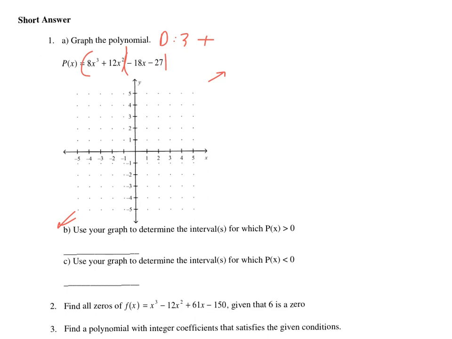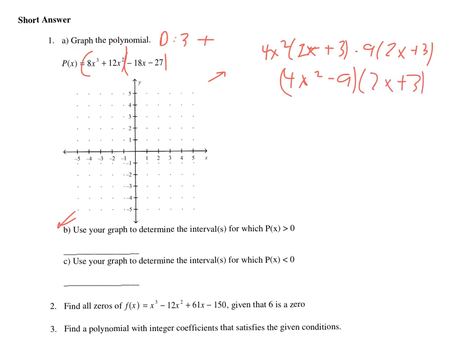So if I group it, then I can GCF a 4x squared out of the first group, which leaves me with 2x plus 3. And then the second group, I can take out a -9, which will leave me with 2x plus 3 as well. So that will work. So we get 4x squared minus 9, and then 2x plus 3. And so then I'll break this one apart as 2x plus 3 times 2x minus 3.